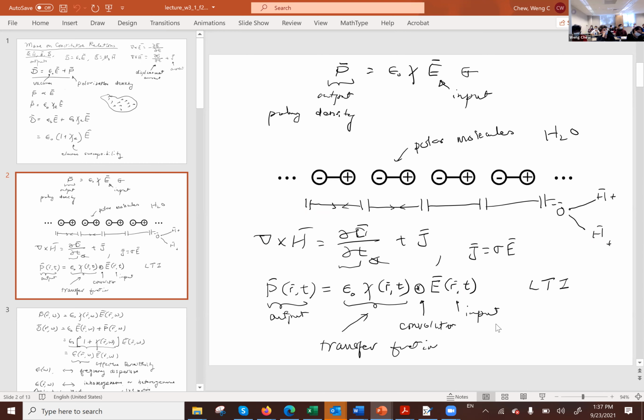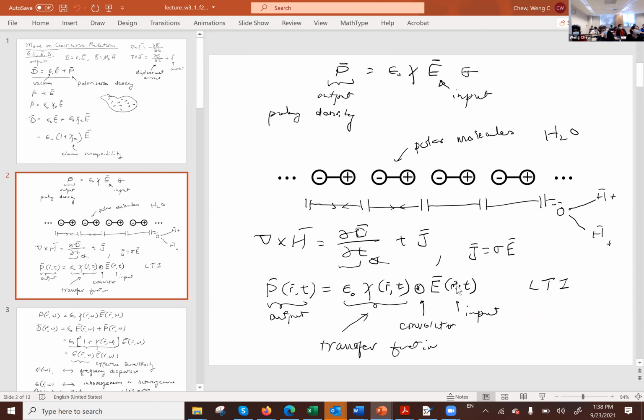And in general, this is a linear response function. And hence, you can see that in the time domain, it has to be generalized to that of a linear time invariant system. Whereas in the frequency domain, you can say that it can be written in this manner. But in the time domain, you have to think of it as a convolution between the transfer function and the input. Okay, so that's why we have this complicated behavior in the time domain.